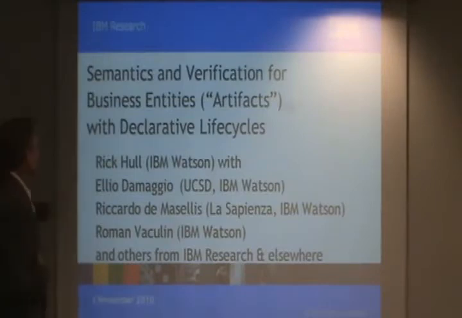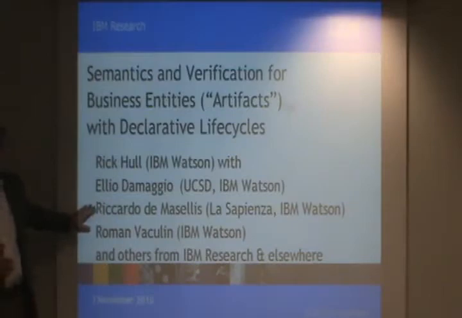This work is in collaboration with Elio DiMaggio. He's a graduate student at UC San Diego. He has some roots from the University of Rome. And by the way, he'll be on the job market next June. And then Ricardo De Massalis, who's actually a PhD student currently at University of Rome under Giuseppe DiGiacomo. So we were able to have him visit over the summer at IBM, and then Roman Vaculin, who's at IBM. And actually, this work is really coming from a larger group at IBM Research and in Europe and elsewhere. So there's a lot of people involved with this overall activity.